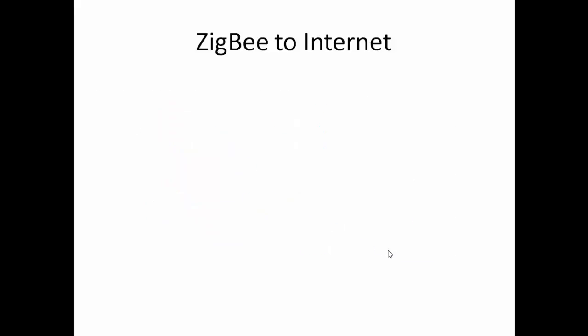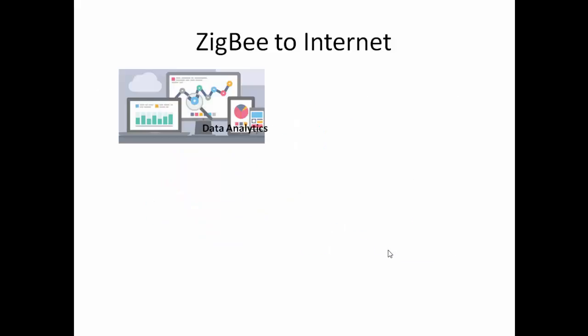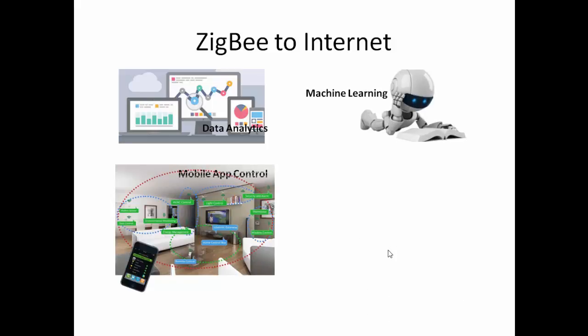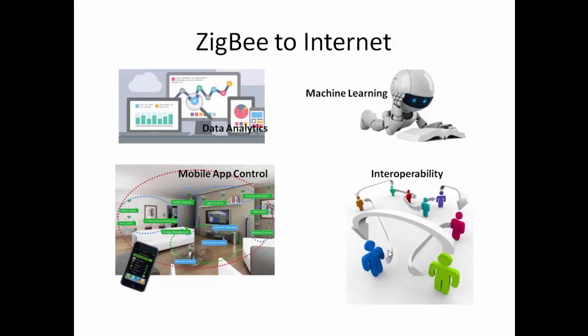Why do we need connection to internet? Because once the resources in a ZigBee network or a wireless sensor network come into the internet, I can perform tasks like data analytics, machine learning, control the resources through mobile applications, and ensure that it is interoperable by accessing resources through internet. So that was our problem statement. The first one was ensuring interoperability and extending a wireless sensor network through use of common application and network layers. And the second one is how we can connect ZigBee to internet.